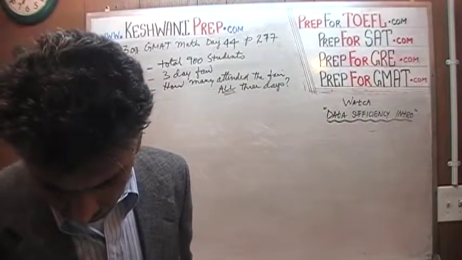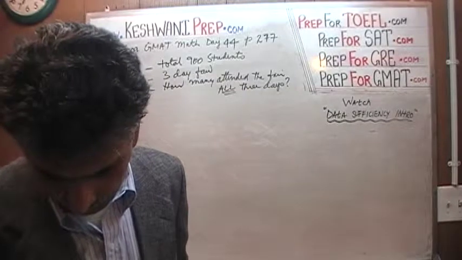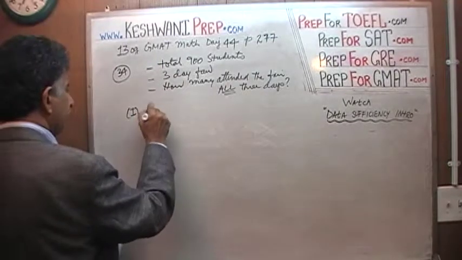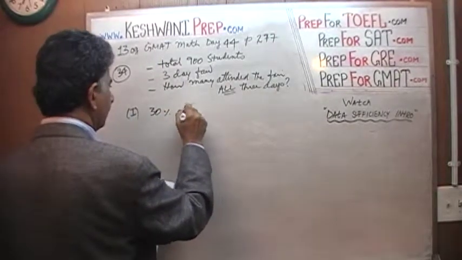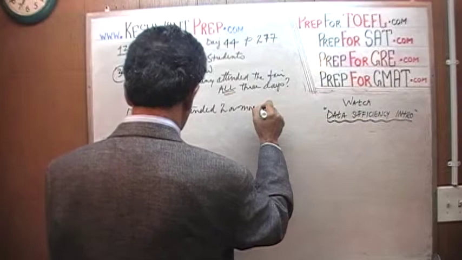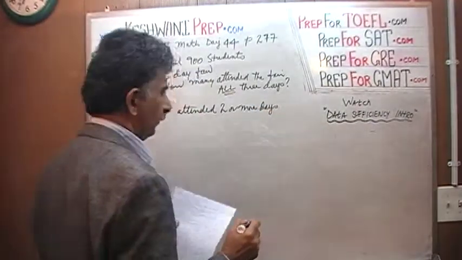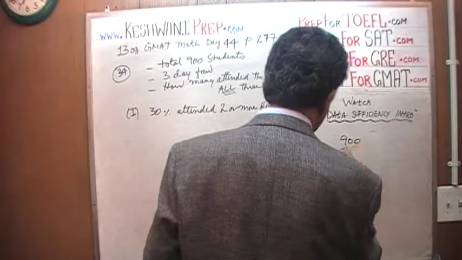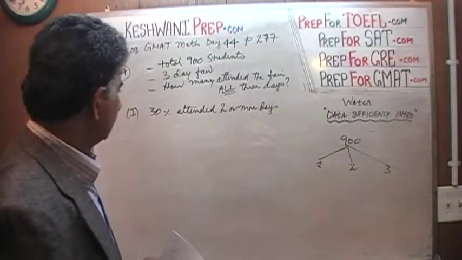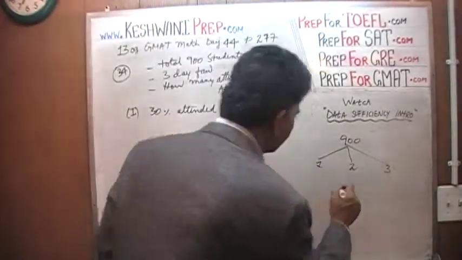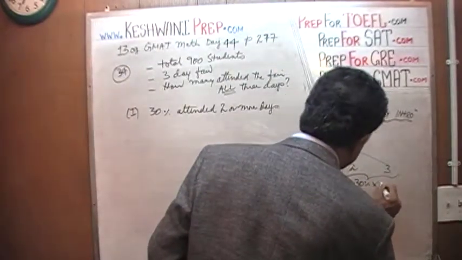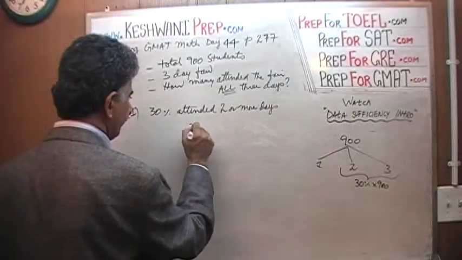Of the students enrolled in the school, 30% attended the science fair on 2 or more days. Alright, so in the first statement they tell us that 30% attended 2 or more days. So we have 900 students altogether. We have a 3-day fair going on, day 1, 2 and 3. And we are told that 30% of them attended 2 or more days. So 30% of 900.